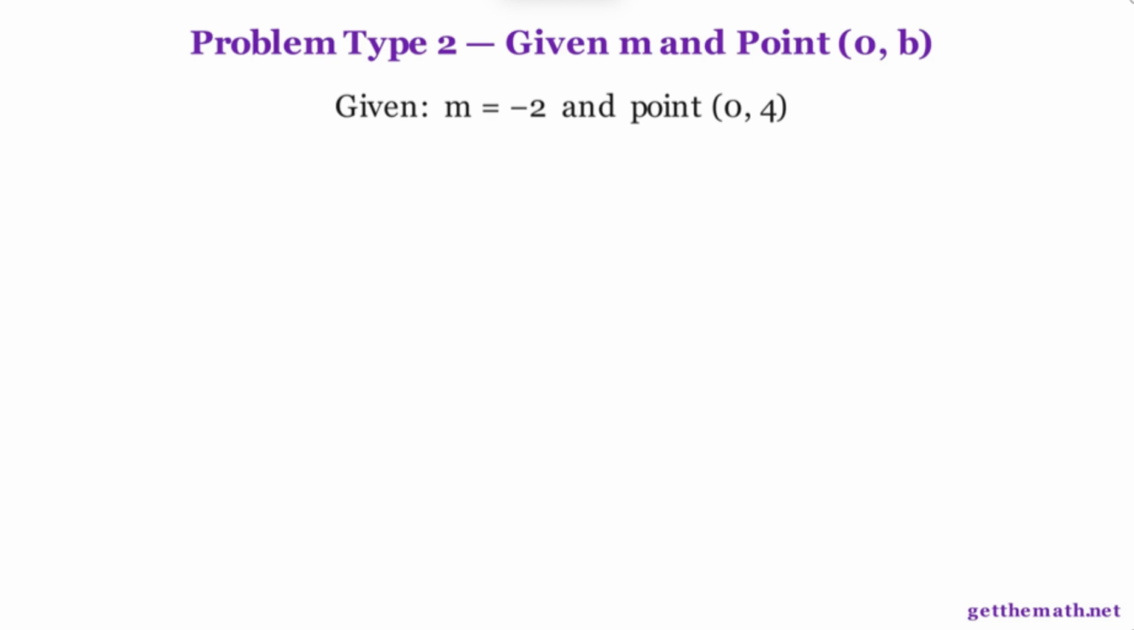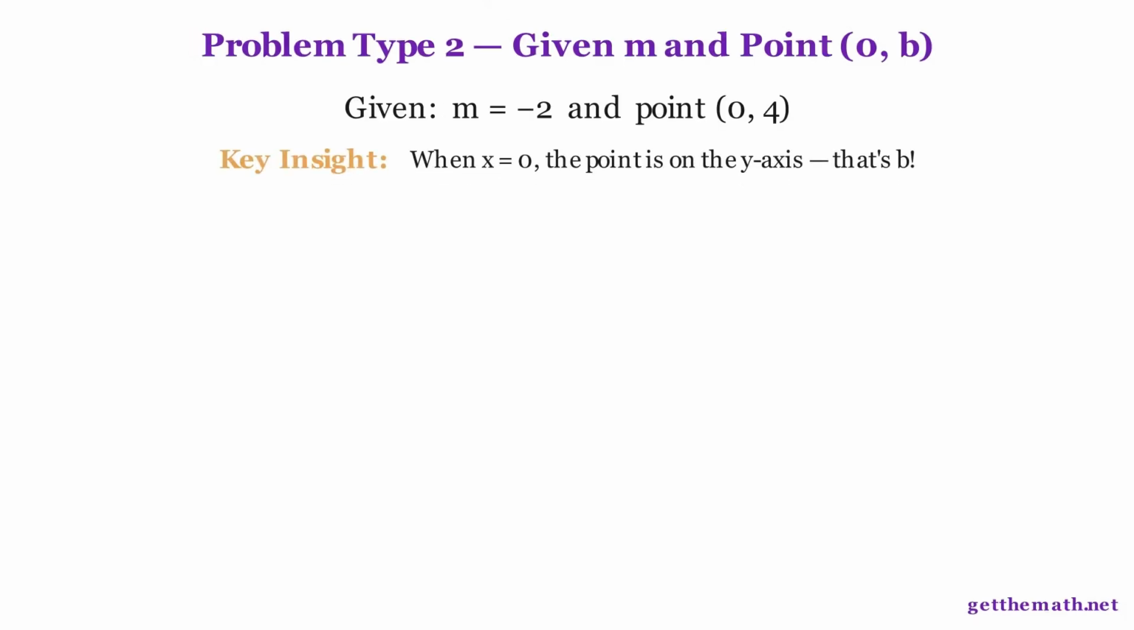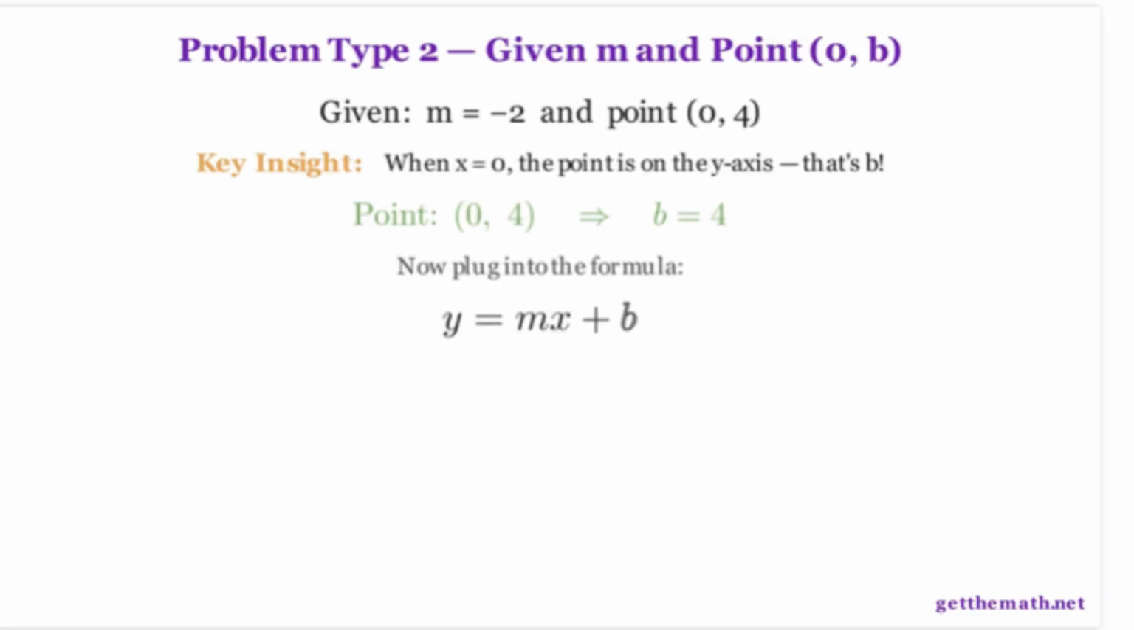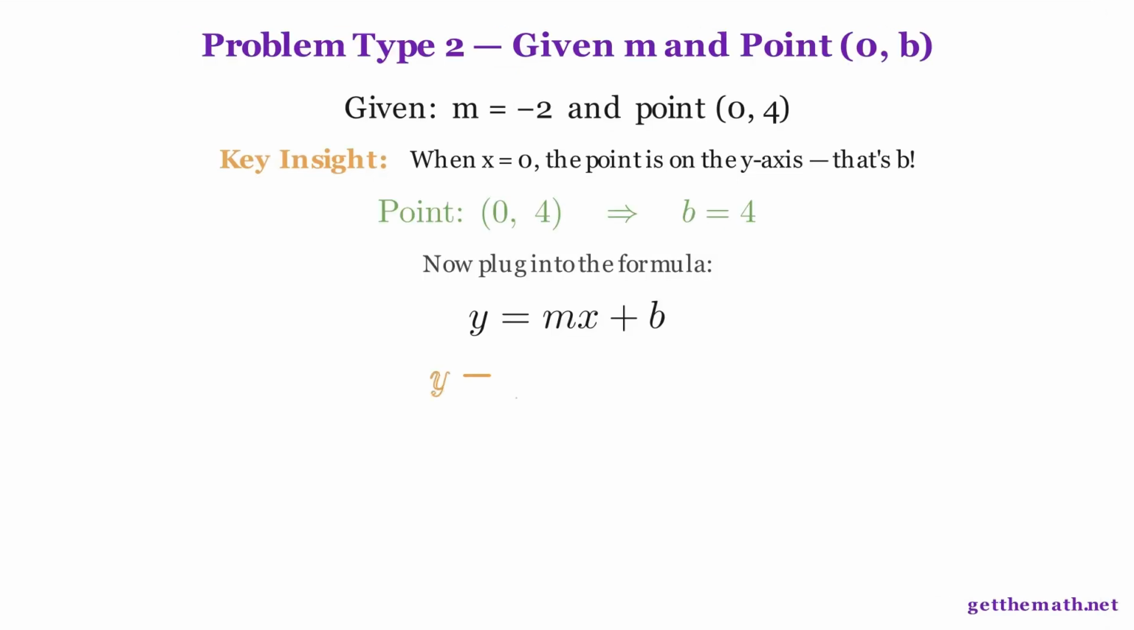When a point has an x-coordinate of 0, that point is sitting right on the y-axis. And a point on the y-axis, that's your y-intercept. So the y-coordinate of that point, the second number, is your b value. Our point is (0, 4). So b equals 4. Now we have everything we need.